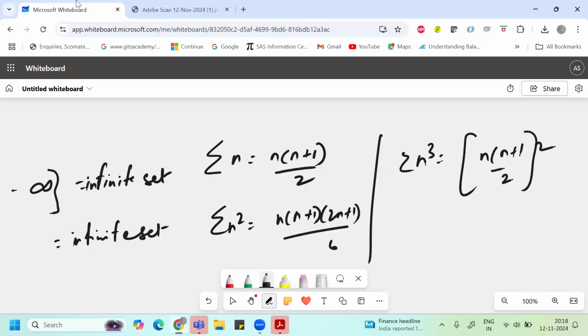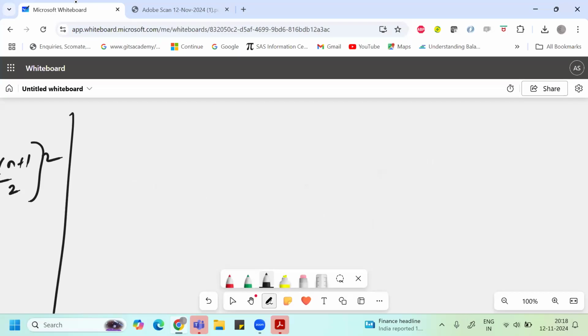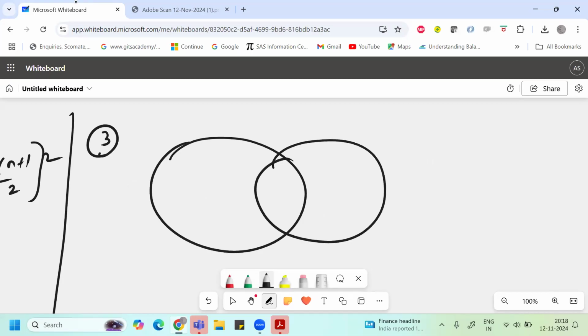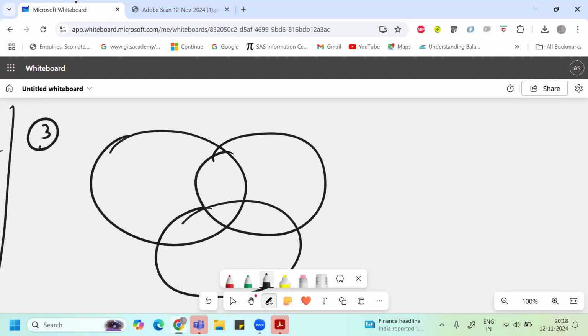Okay. So question number 2, everyone understood? Question number 3. So what is the number? See, if I draw here a 3-Venn diagram like this.